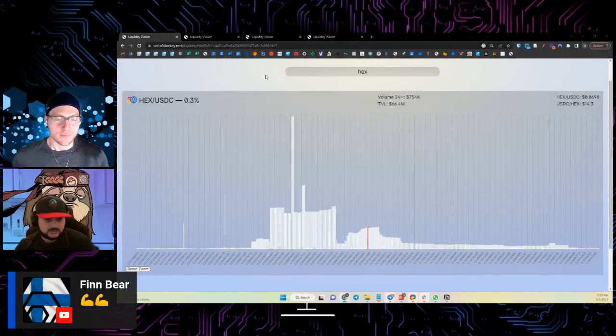Just a disclosure, I'm not a liquidity expert per se, but I'll go through each chart and tell you what I see. So this is the HEX USDC 0.3% pair.